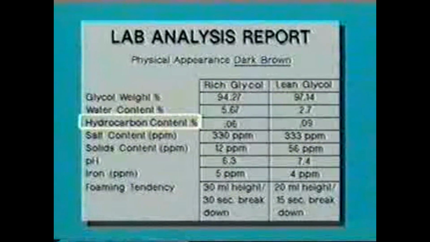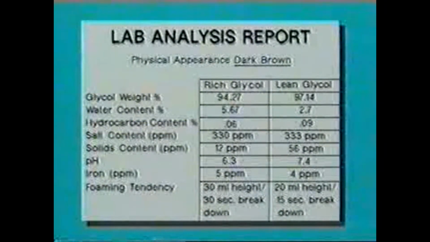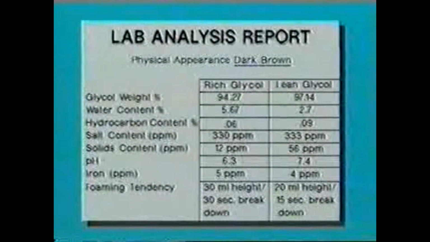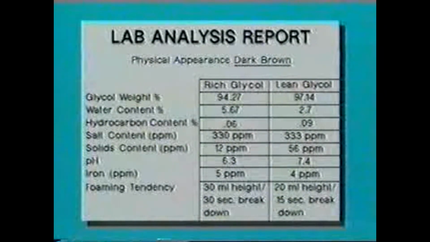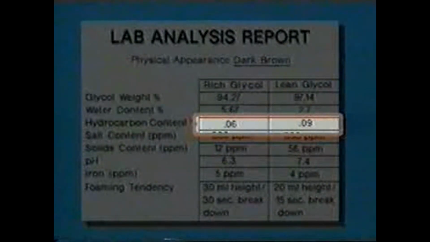Hydrocarbon content refers to the amount of oil, paraffin, or condensate in the glycol. Keep it below 0.1%. Otherwise, problems such as foaming, plugging, or fouling will cause glycol loss and poor dehydration of the gas. The hydrocarbon content in our samples is below the range.